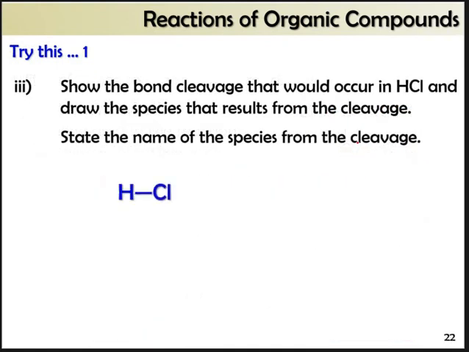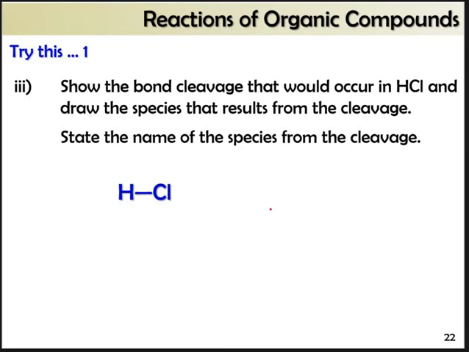And then show the bond cleavage that will occur in HCl and draw the species that result from the cleavage. State the name of the species from the cleavage. So dia nak show the bond cleavage. Okay, so you have to show by arrow, and draw the species that result. Dia nak species itu adalah produk dia daripada cleavage tadi. And then state the name of the species from the cleavage. Dia nak nama yang intermediate adalah daripada cleavage. Okay, nanti dia ada kesinambungan. Nanti pasti kita sambung lagi.